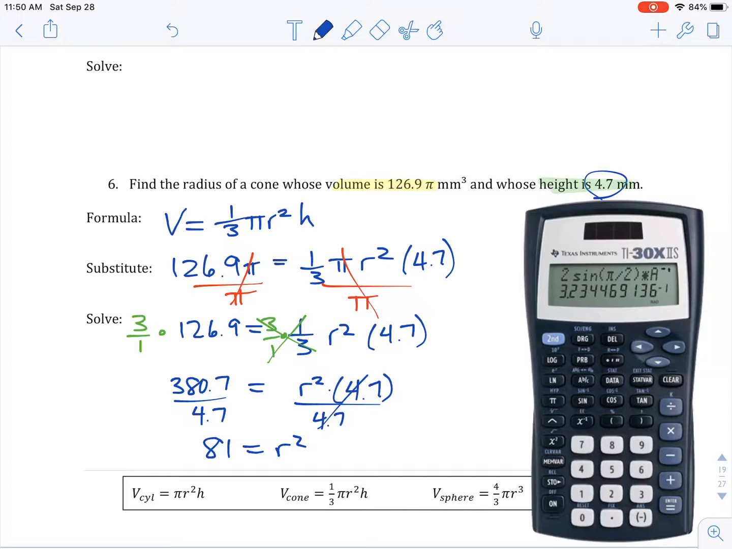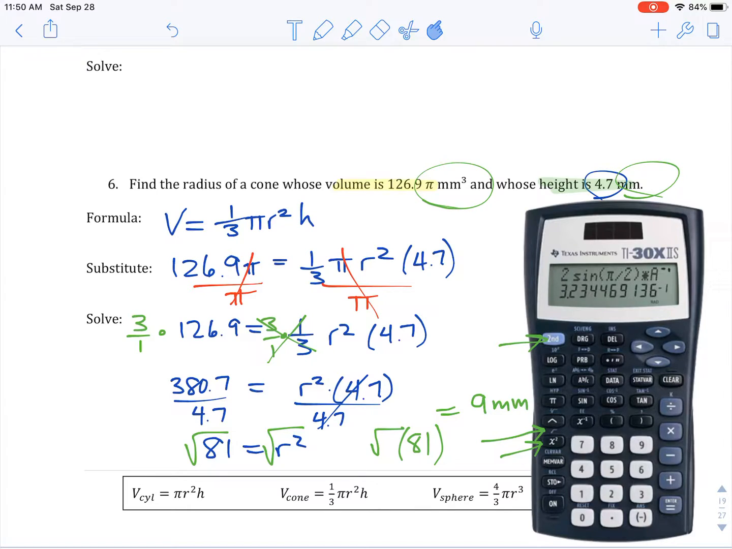So here's where the calculator comes in. We need to undo a squared by using the square root. So we get rid of the squared on the r by using the square root of both sides. The square root is right above the x squared button. To get to that, we hit second and then the x squared button. That'll bring up a square root symbol like this. Then you type in 81, close the parentheses, of course, and hit enter, and you'll get your answer. The answer is the radius is 9 millimeters, because our units this time are in millimeters.